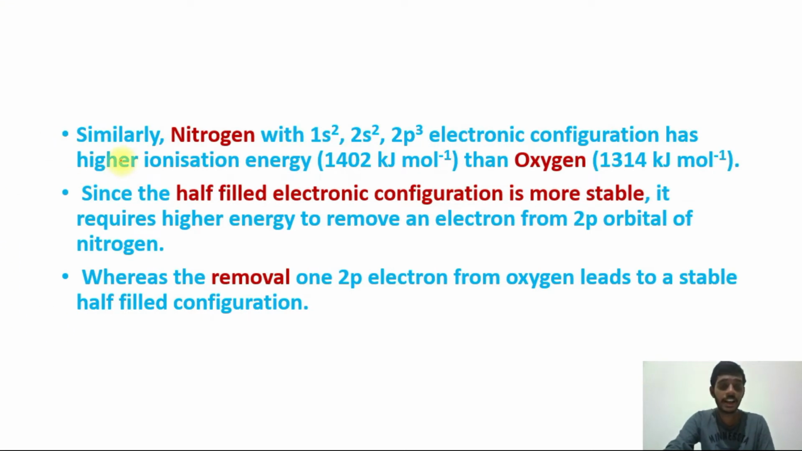Similarly, nitrogen has the electronic configuration 1s2, 2s2 and 2p3, which is half filled. Here the p orbital accommodates 6 electrons, and in nitrogen 3 electrons, which is half filled, are there. The oxygen has 2p4. Half filled electronic configuration is more stable. It requires high energy to remove an electron from the 2p orbital of nitrogen, whereas the removal of a 2p electron from oxygen is easy and forms the half filled configuration.